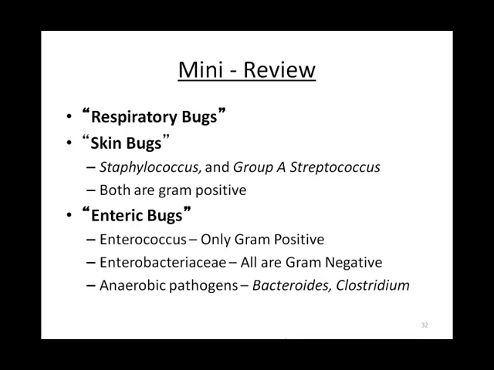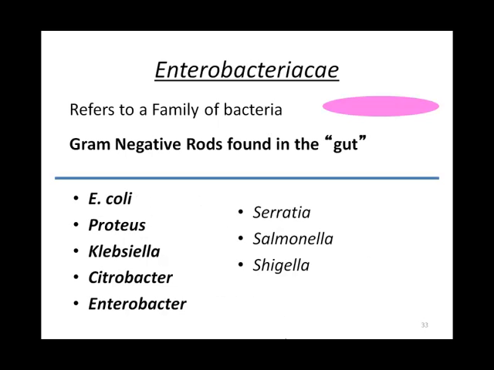The other bugs that are found in your gut are the anaerobic pathogens, and if we generally say gut anaerobes, we are worried about Bacteroides. And what you'll hear in class is that for Bacteroides, the drug of choice is Flagyl. That's because Bacteroides is known as Bacteroides fragilis, and we like to say Flag for Frag.